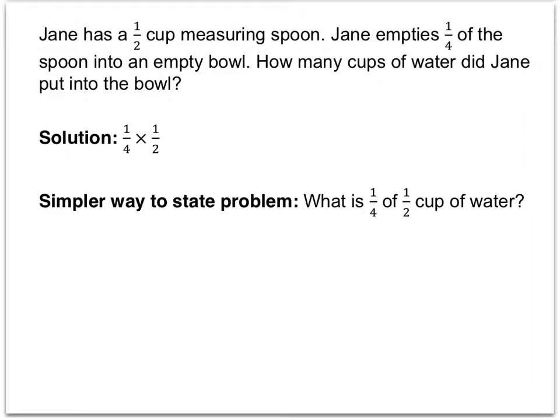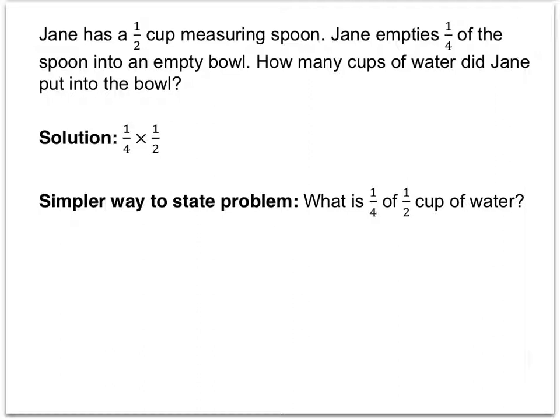So let's make another observation about this problem and a simpler way of stating the problem. So the problem was Jane had a half cup measuring spoon. Jane empties a quarter of the spoon in an empty bowl. How many cups of water did Jane put into the bowl? So our solution was a quarter times 1/2.